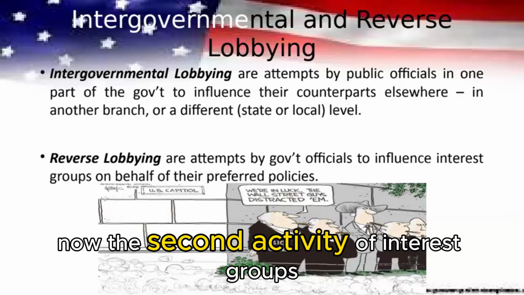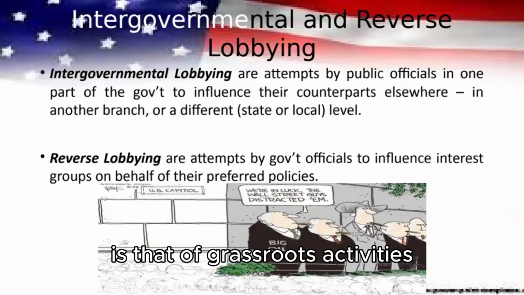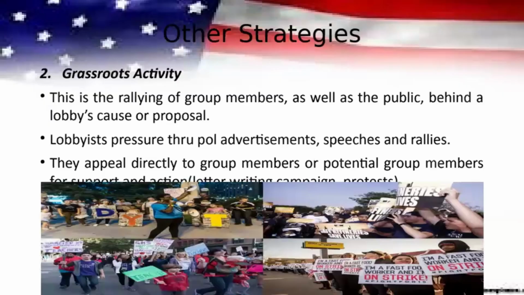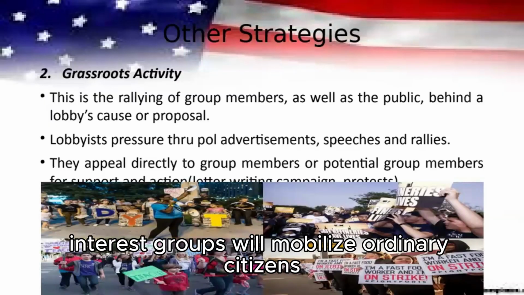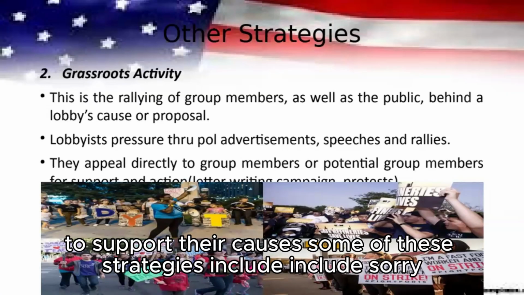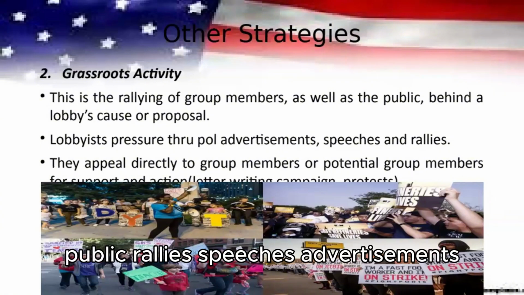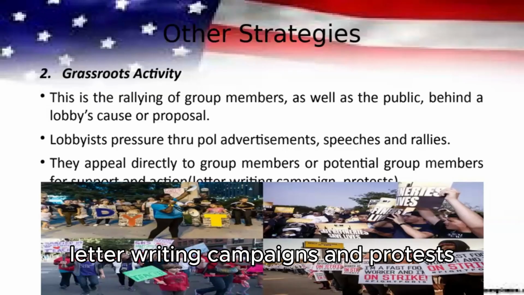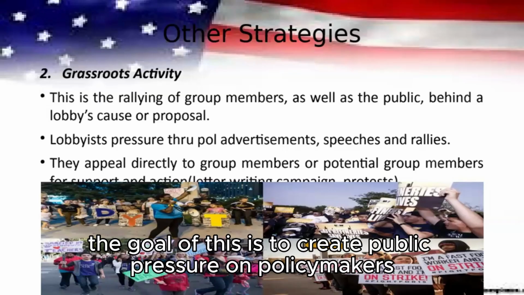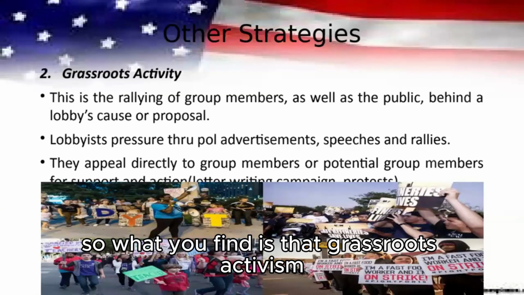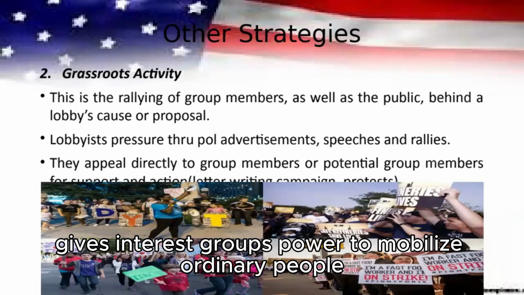Now, the second activity of interest groups is that of grassroots activities. Now, grassroots activities, this is where you find interest groups will mobilize ordinary citizens to support their causes. Some of these strategies include public rallies, speeches, advertisements, letter writing campaigns, and protests. The goal of this is to create public pressure on policymakers. So what you find is that grassroots activism gives interest groups power to mobilize ordinary people.